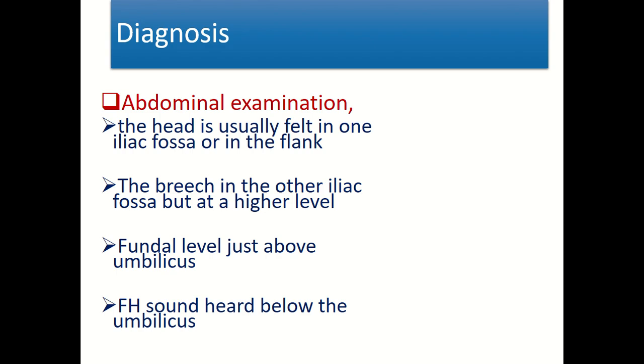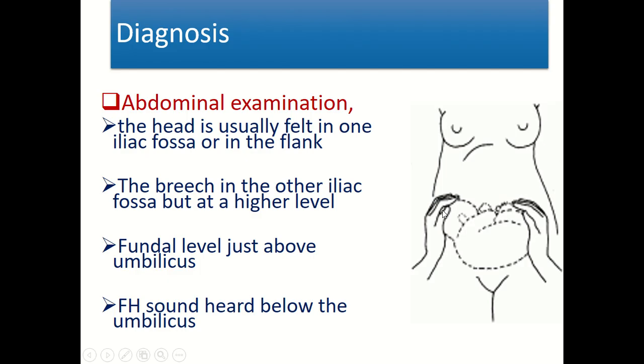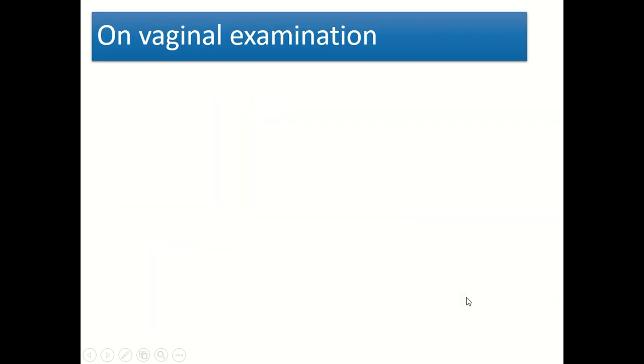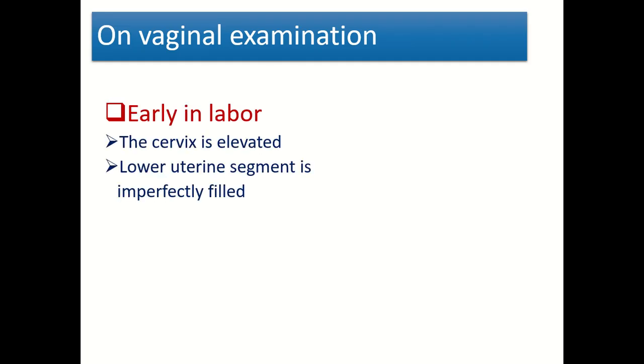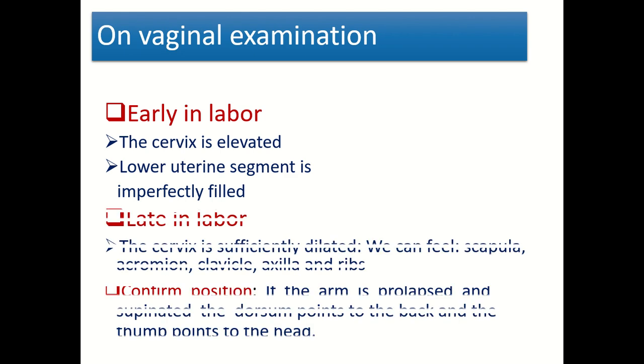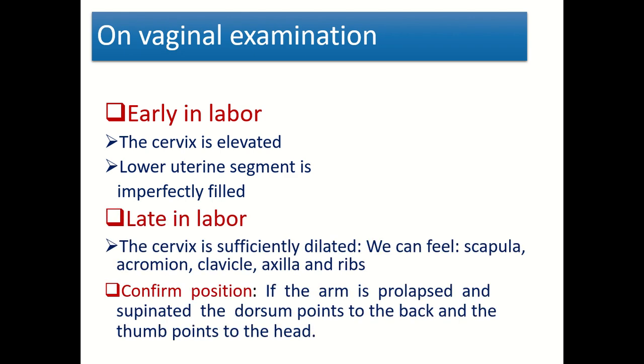Fetal heart sounds may be heard below the umbilicus. That could be one of the indicators, as you can see from these hands palpating the baby, and it is a transverse presentation. So on vaginal examination in early labor, you might find that the cervix is still very far elevated and the lower uterine segment is imperfectly filled. You can't really feel the presenting part so well.